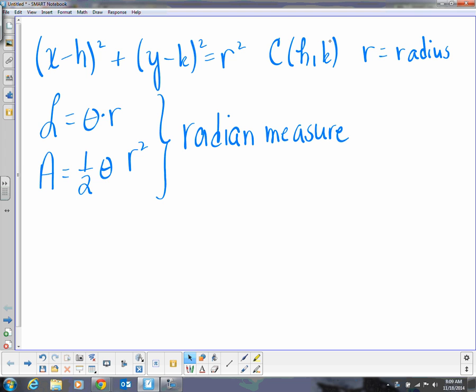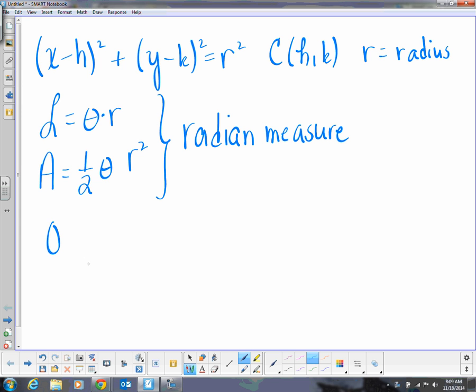So the equation for a circle is (x − h)² + (y − k)² = r². The center is (h, k); we take it out opposite. The radius is r. This is arc length, which is θr. Area is 1/2 θr², and theta must be in radian measure.